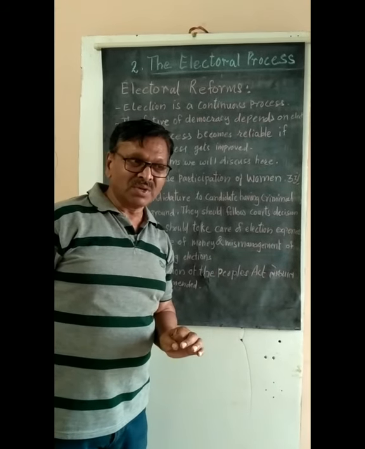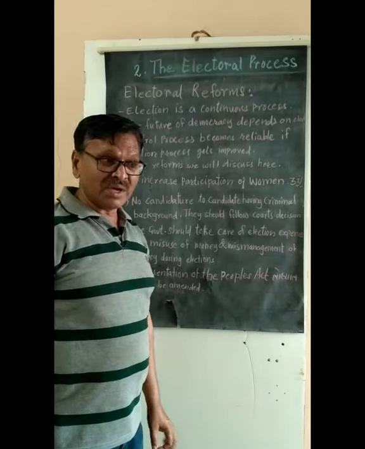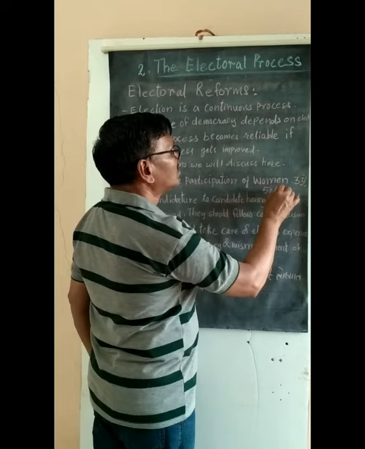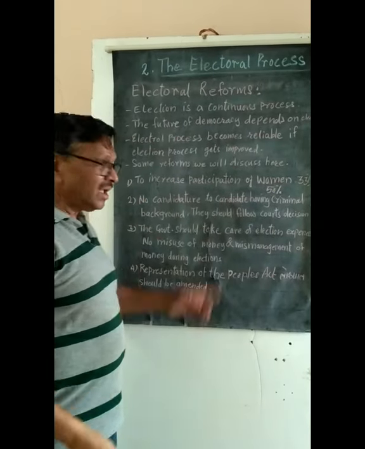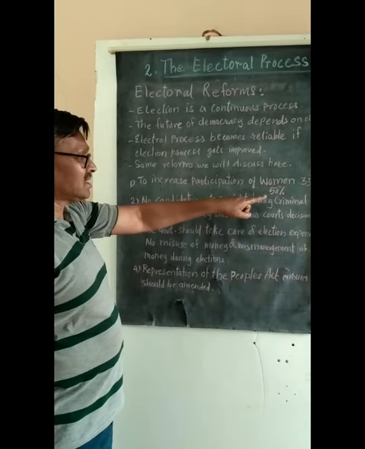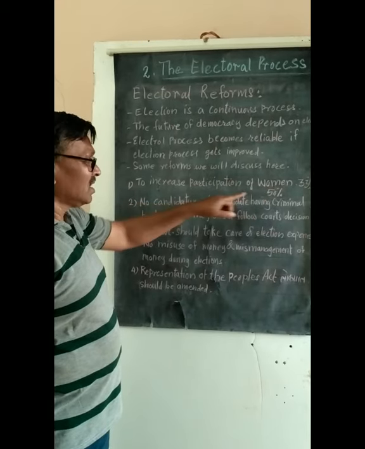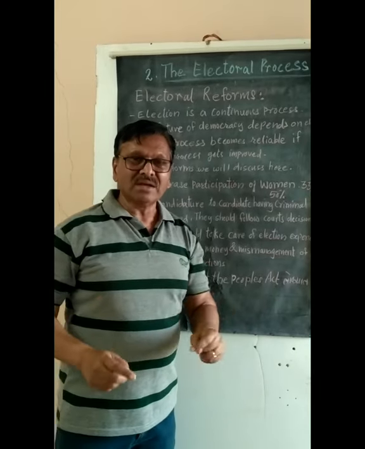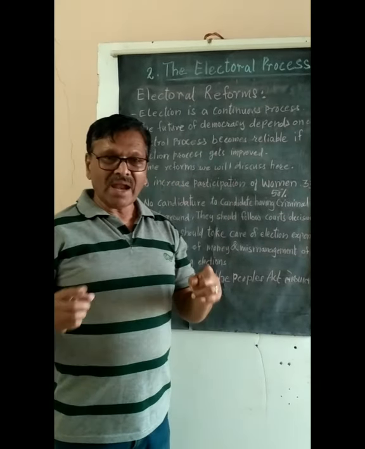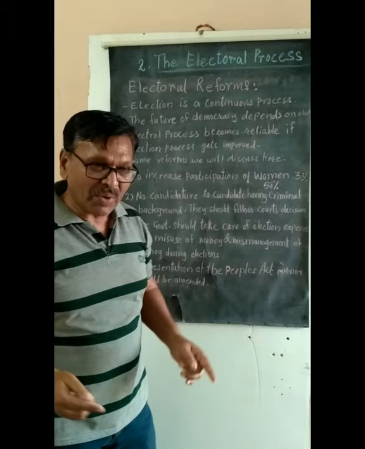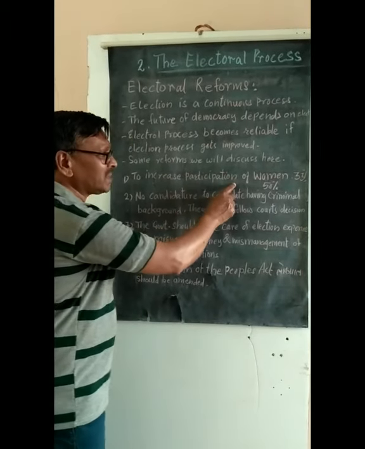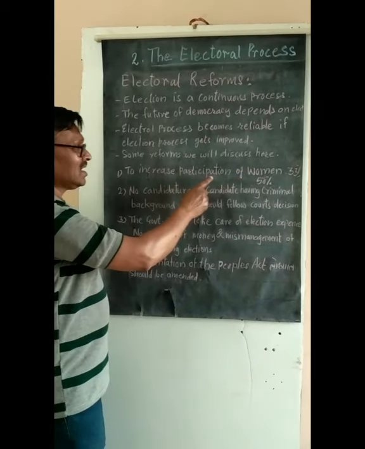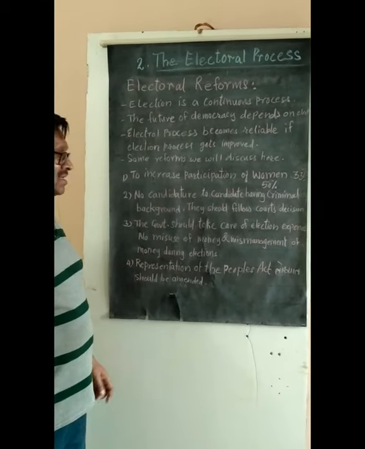But my dear students, the Maharashtra government has increased it to 50% in local self-governing bodies. If the same thing is done, that is 50% in the Lok Sabha and Vidhan Sabha, and the candidates and the people, the political parties have to see that women's representation is increased and they get elected. This is the first reform suggested.